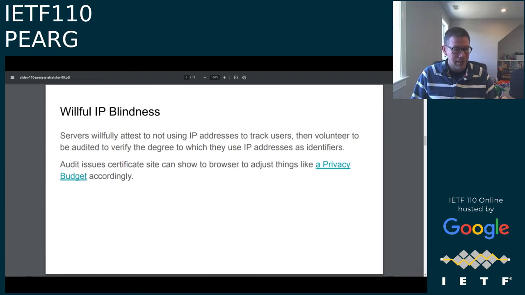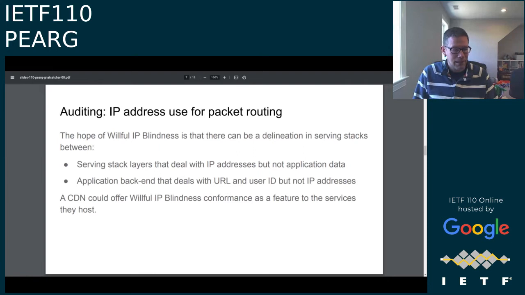Obviously, this is not an easy thing. The audit has a lot of complexity to it. So I'll walk through a few of the different areas where there are still needs for using IP addresses. These are areas where the audit has to verify that they're not using it for identity. The first and most obvious case is using IP addresses for routing packets.